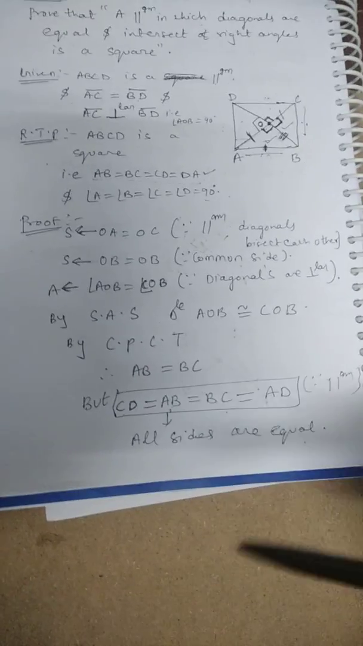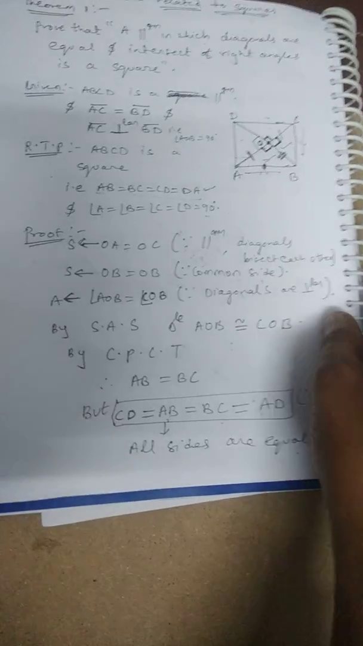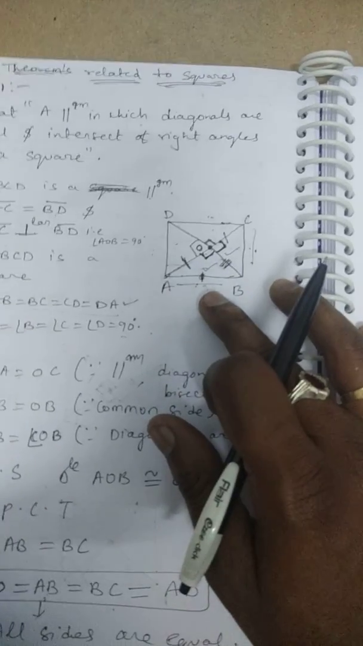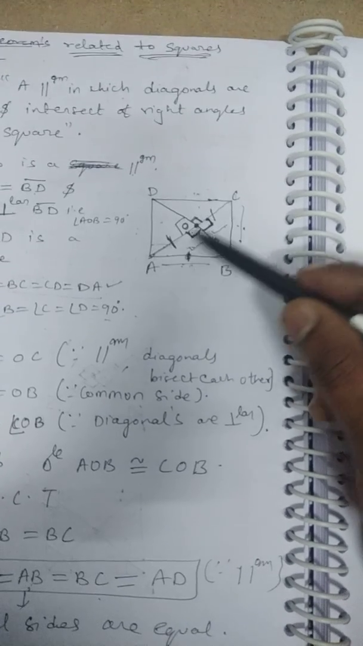All sides equal will be true in a rhombus also. So we have to prove something extra here: each angle should be 90 degrees. Now let us prove each angle is 90 degrees so that it becomes a square. To prove that, I will take the two triangles where the diagonals are there.